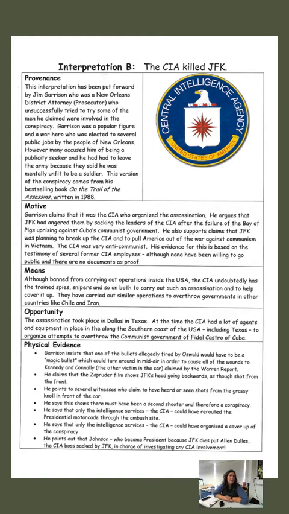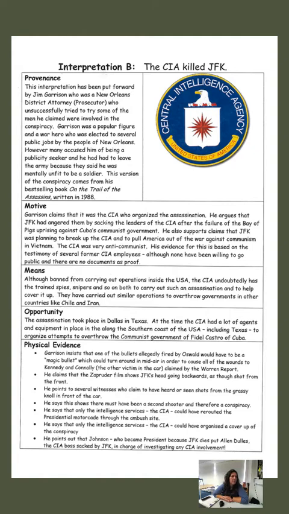Okay, so interpretation B is that the CIA killed JFK. So it wasn't Lee Harvey Oswald, it was the CIA. And remember, an interpretation is a viewpoint. Now, I want you to have again a read of this one. The CIA stands for Central Intelligence Agency. It's a massive part of law and order and enforcement in the USA. It still is. And this interpretation has been put forward by a man called Jim Garrison, who was a district attorney, and he is suggesting that the CIA killed JFK.